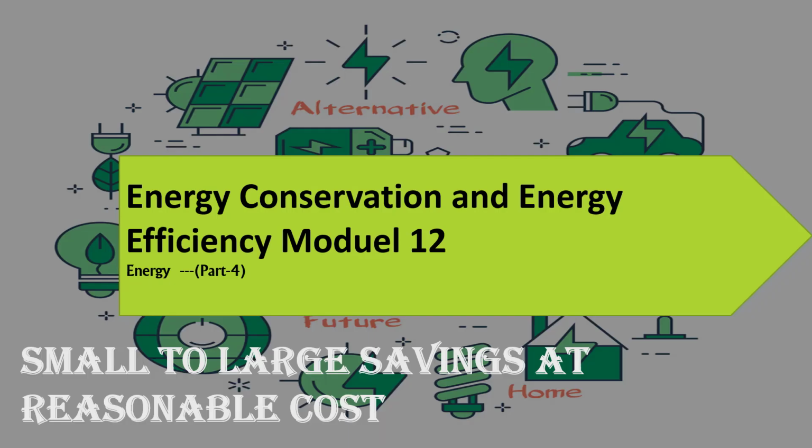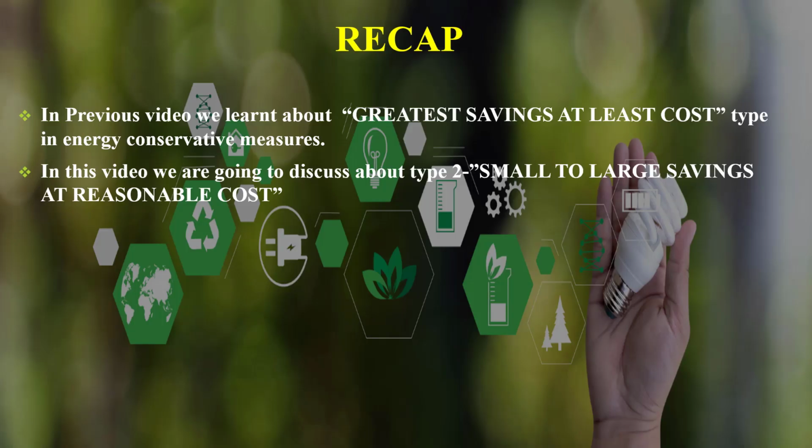Today we continue Energy Conservation and Energy Efficiency Module 12. Energy, Part 4. Small to large savings at reasonable cost. First, we will recap our last video. In the previous video we learnt about Type 1: greatest savings at least cost in energy conservation measures. In this video we are going to discuss Type 2: small to large savings at reasonable cost.